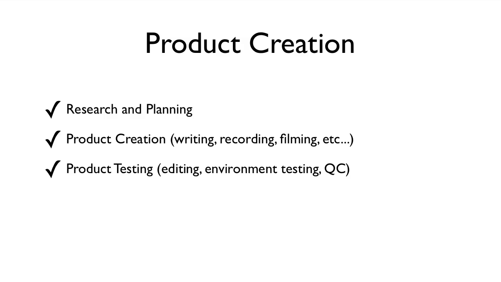Then we move on to product testing, which is really, really key. The quality is something that cannot be overlooked in internet marketing products. If you want to stand out and do a good job, you can't put out crap. So make sure you do testing, editing, have other people look at written things to make sure you don't have any grammar errors. Quality control, environment testing.